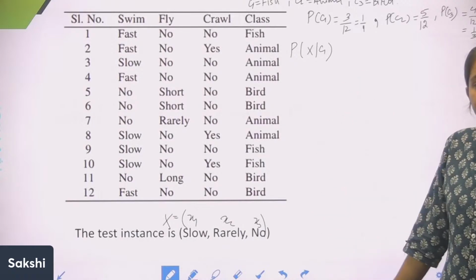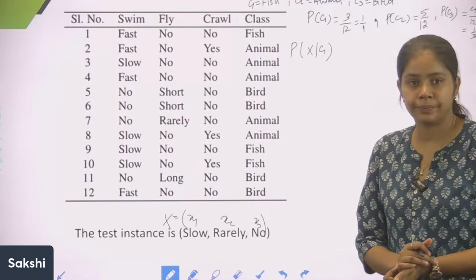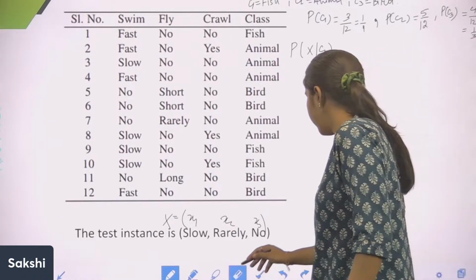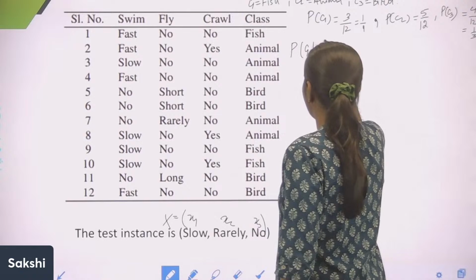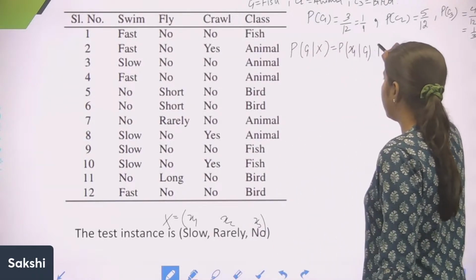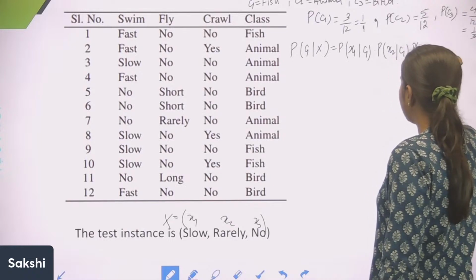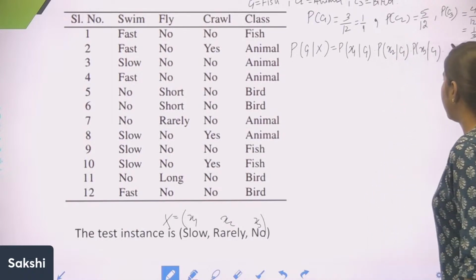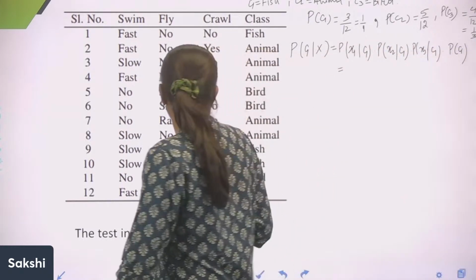Now, can you tell me what would be the probability X given C1? Sorry, probability C1 given X. C1 given X. What would you do? You would write down probability X1 given C1 into probability X2 given C1 into probability X3 given C1 into probability of C1. Right?